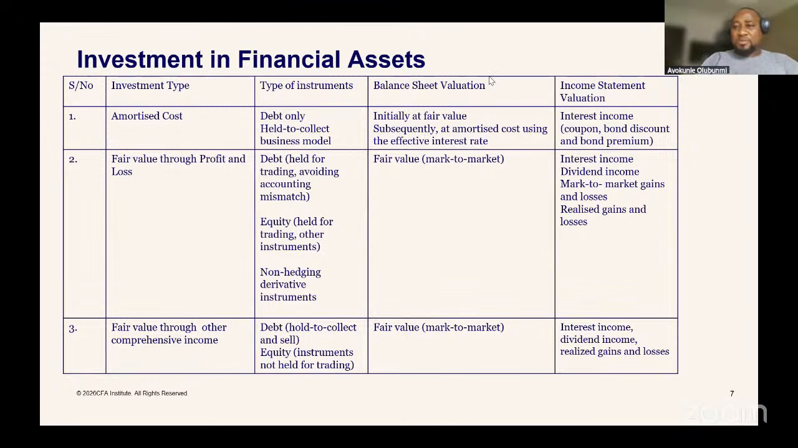Okay, cool. Right. For amortized cost, how do we value it? What we do is that we actually use the effective interest rate method. And what is the effective interest rate method? What does it mean?